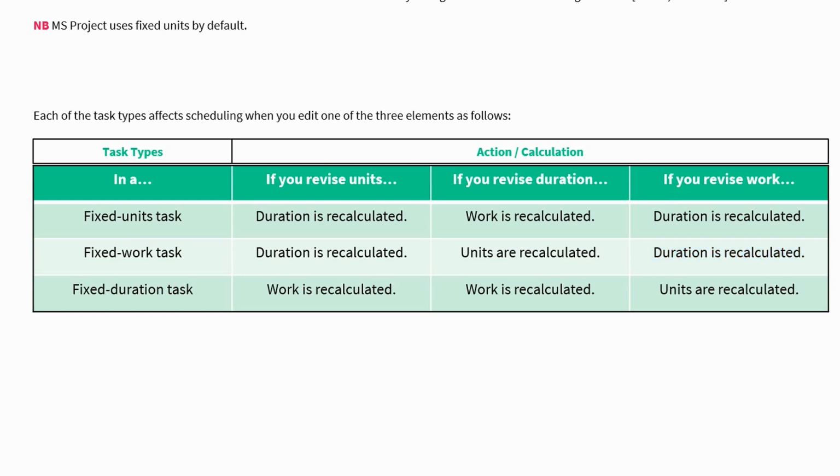And then finally, fixed duration tasks, if you revise the units, the work is recalculated. And if you revise the duration, work is also recalculated. If you revise the work, then the units or the allocation of the resources are recalculated. I'll just leave this up for a moment, but hopefully this will help you when you're making adjustments to your plan and understand, based on the task type, how Project is recalculating the information.